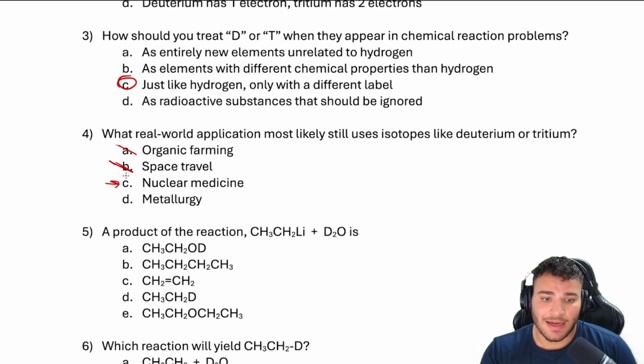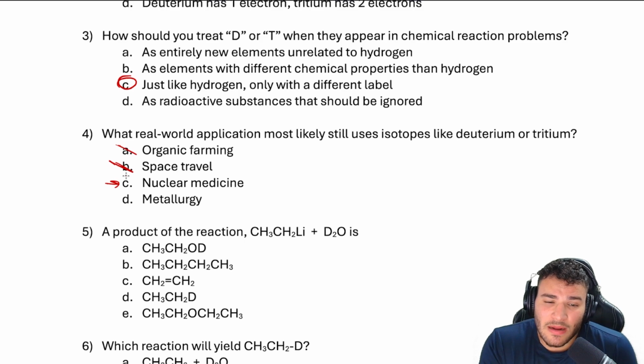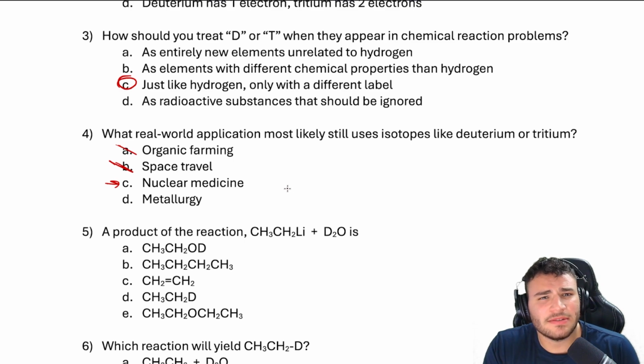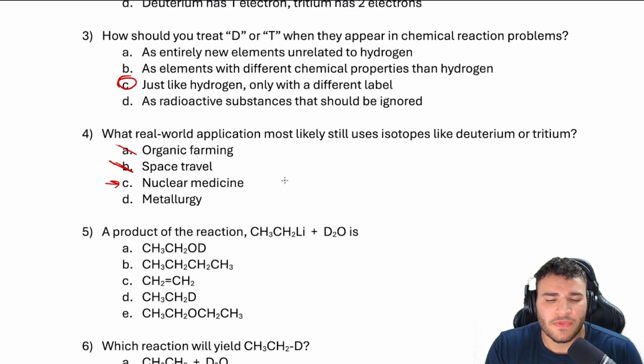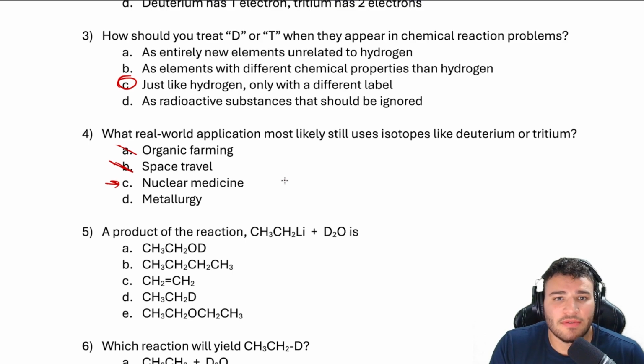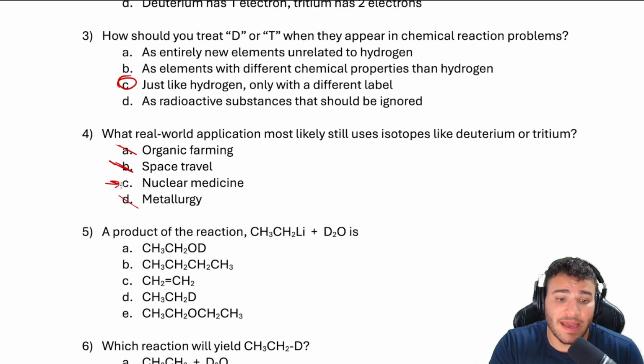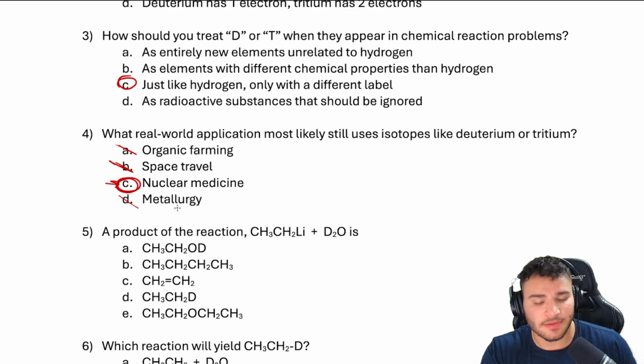In metallurgy, if I'm reading metallurgy, I don't even know really what metallurgy is. I guess it's working with metal, which wouldn't really have anything to do with hydrogen or covalent compounds in general. And so I'm very doubtful that it would matter if we're making metal or using metal. How would deuterium and tritium be important, right? And so the most likely answer choice for us is C, nuclear medicine.